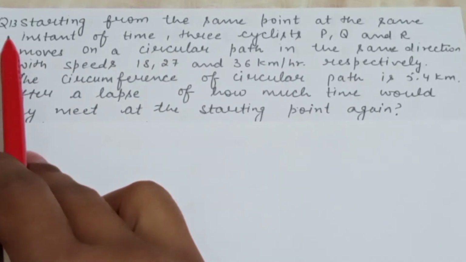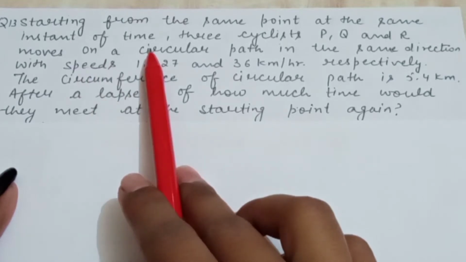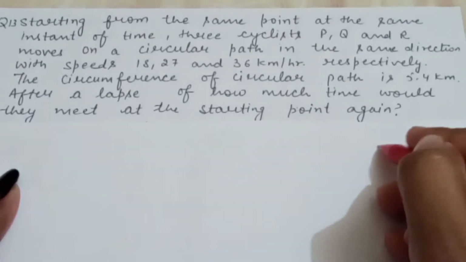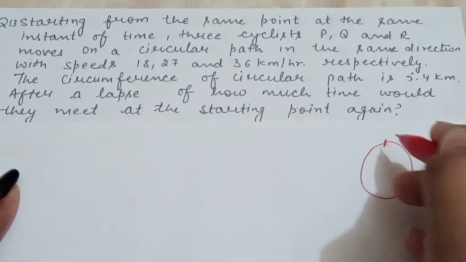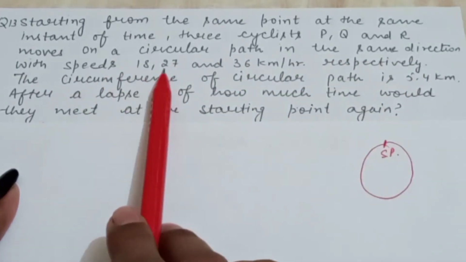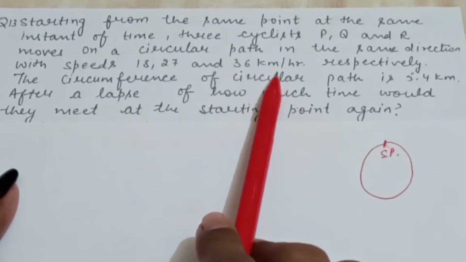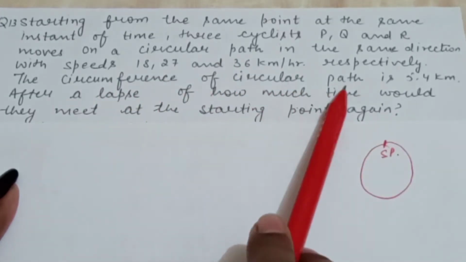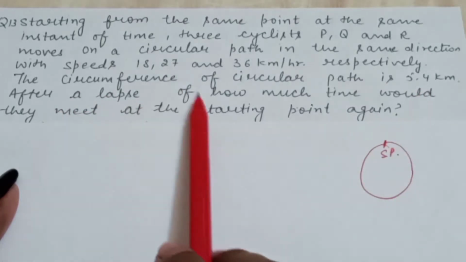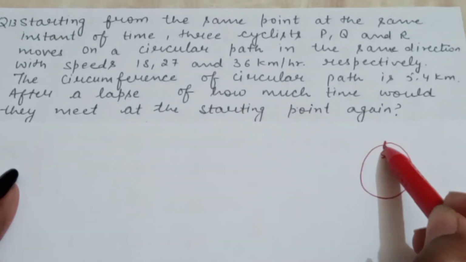Our next question is, starting from the same point at the same instant of the time, three cyclists P, Q, R move in a circular path in the same direction with the speed 18, 27 and 36 km per hour respectively. The circumference of the circular path is 5.4 km. After a lapse of how much time would they meet at the starting point again? This is the starting point.